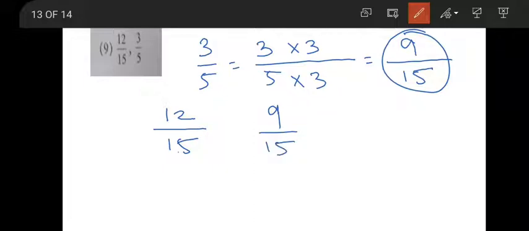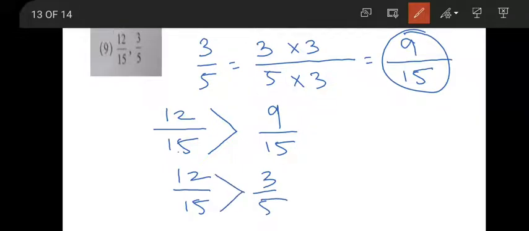The denominators are equal. We'll compare the numerators. 12 and 9. Which one is greater? 12. So, the greater sign will be written here. Therefore, we'll write the main question 12 upon 15 and 3 upon 5. So, which one is greater? This one. The first fraction is greater. We'll move to the 10th one.